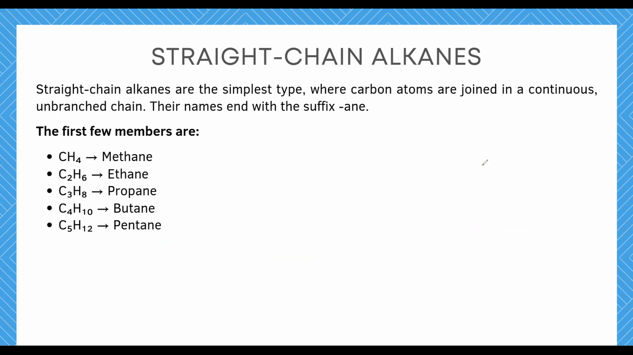Good. When you have a straight chain alkane, they are the simplest type. What we mean by straight chain is that the carbon atoms are just arranged in a single file, carbon to carbon to carbon to carbon, no bending to the left or to the right. Did you see that? When carbon atoms are joined in a continuous, unbranched chain, their names end with the suffix ane. Pronounce it after me, ane. Good.